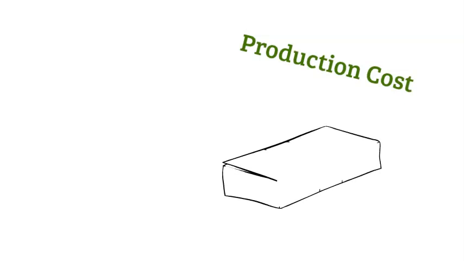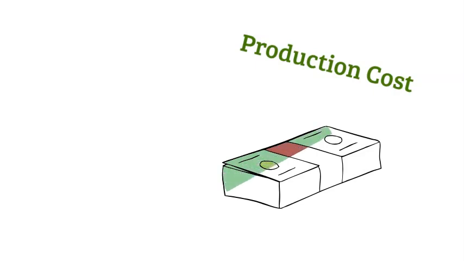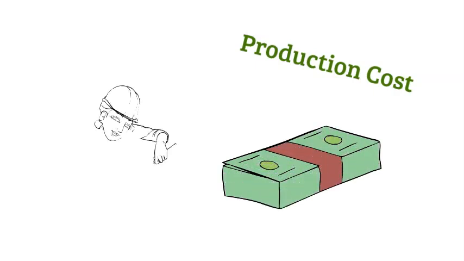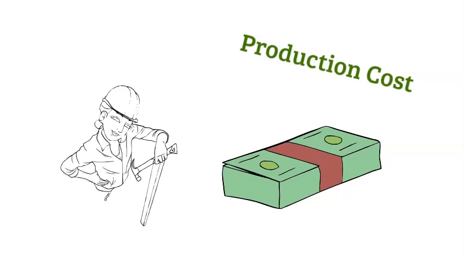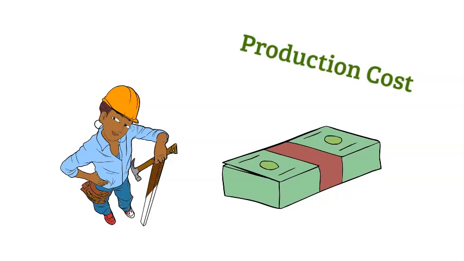Production cost. Production costs refer to all the direct and indirect expenses businesses face from manufacturing or providing a service. It includes a variety of expenses, such as labor, raw materials, consumable manufacturing supplies, and general overhead.